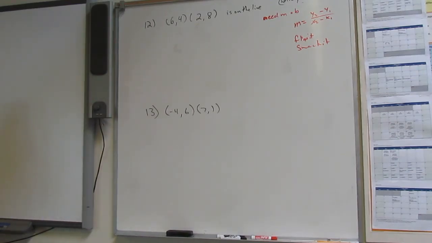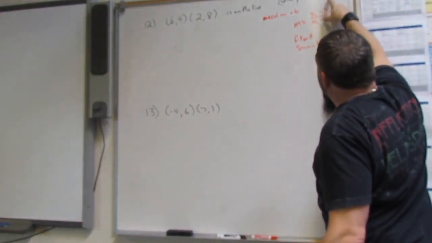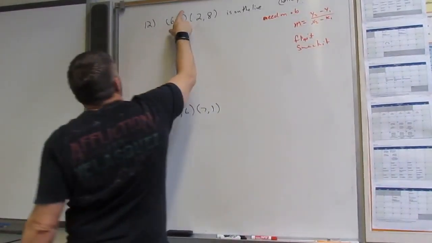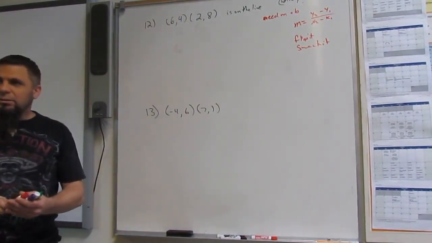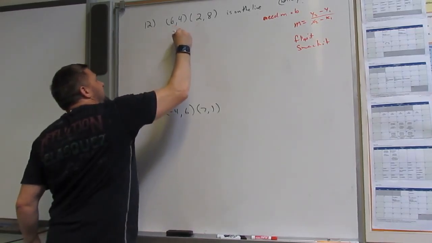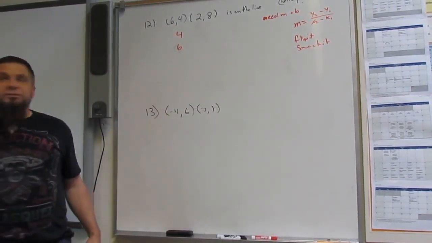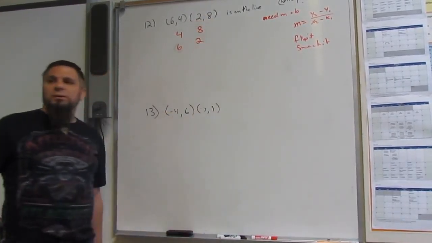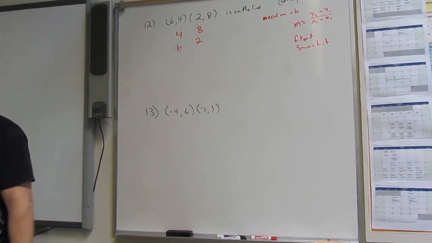So, notice how it's the y over the x and the y over the x. That's all we're doing. I'm stacking it so that this y is over this x. So I have 4 over 6, and so I have 8 over 2. And when you smack something, it's negative.